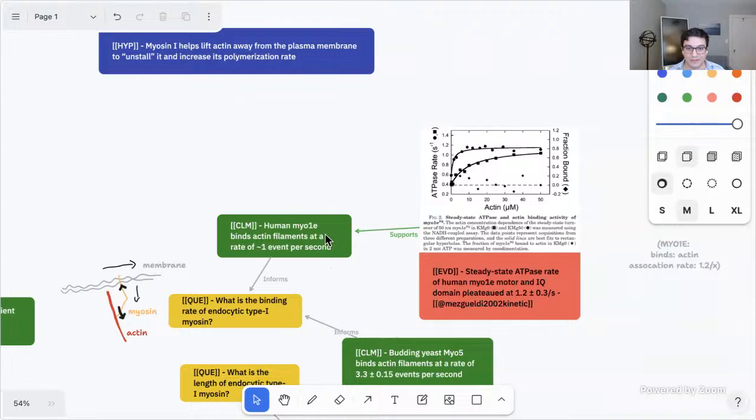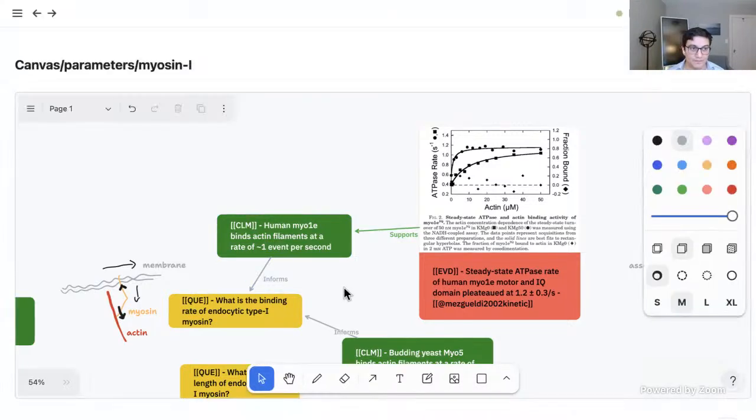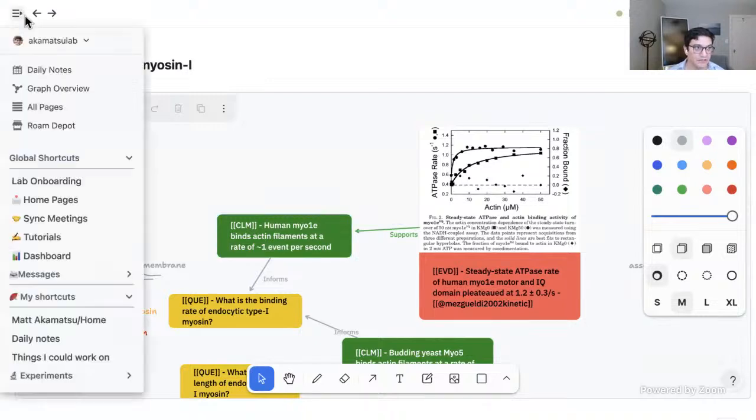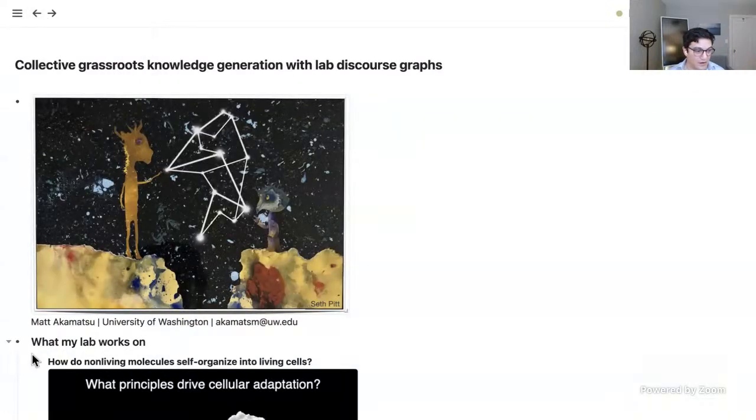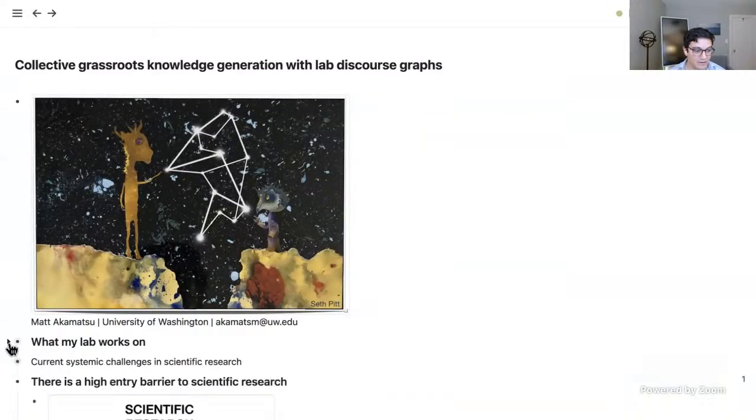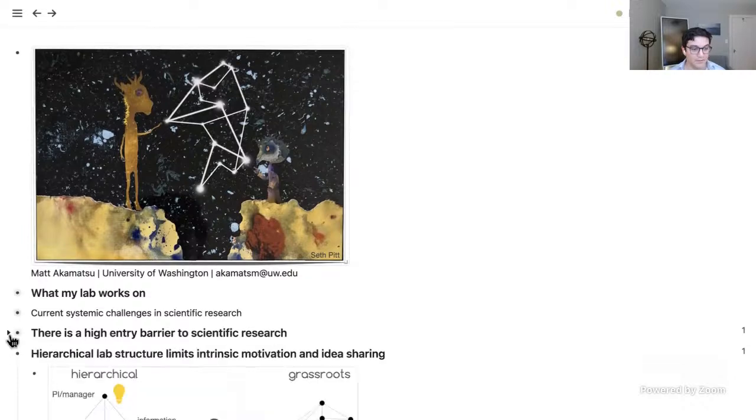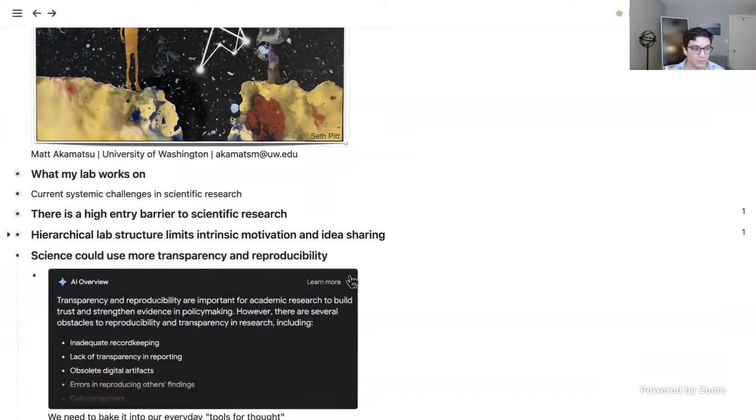And the other aspect of this canvas that you notice is that there are these relationships between the evidence and the claim. So there's a supporting relationship, there's an informing relationship between claims and questions. So this is one way in which this approach would let us build up our scientific arguments and our models in an extensible and modular way.